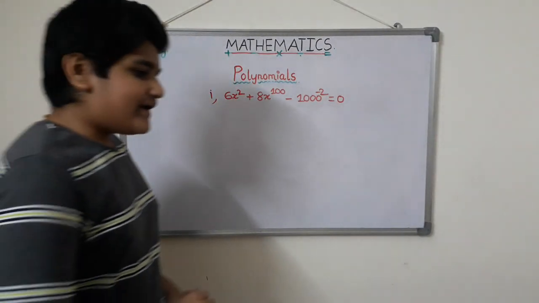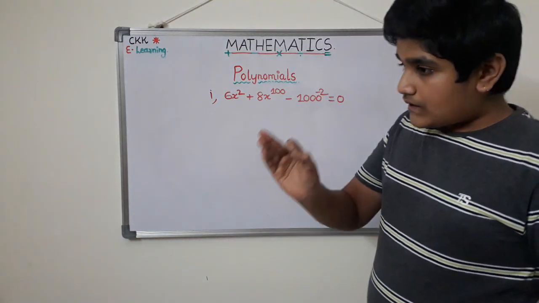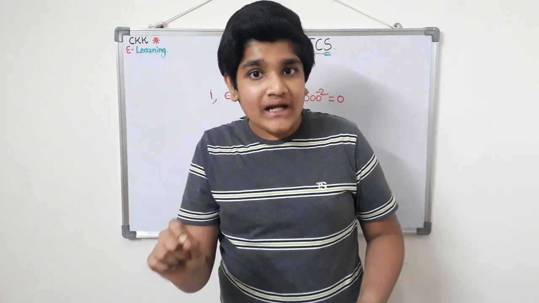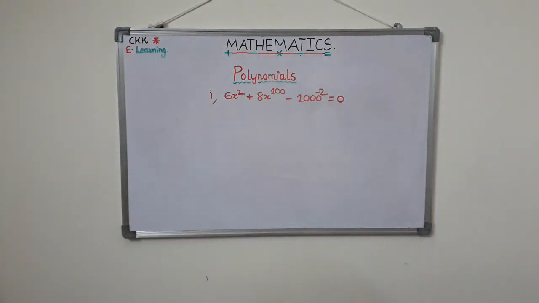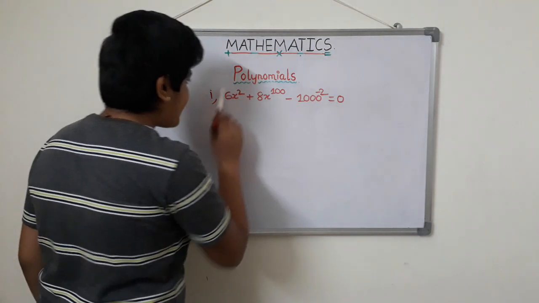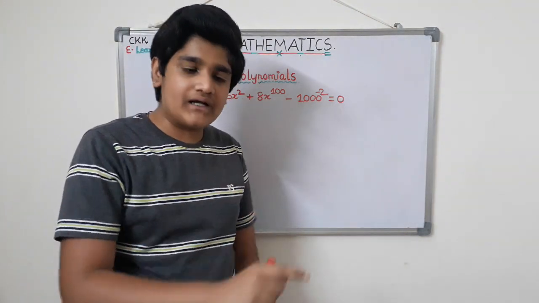Read the definition very carefully that I have given. Power of variables being a whole number. Underline the words power of variables. Here only the power of variables is considered. If the power of variables is a whole number, that's all.